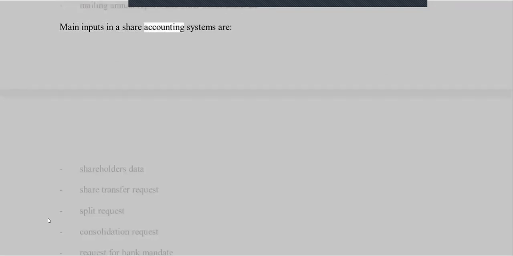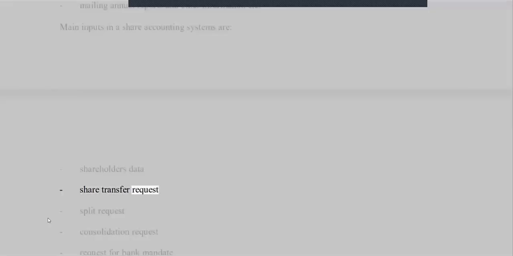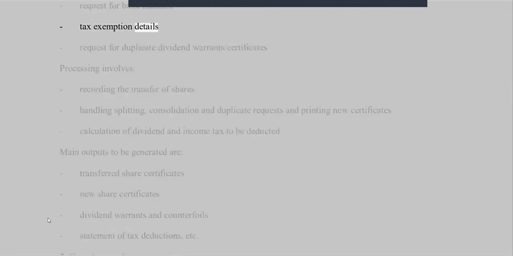Main inputs in a share accounting system are shareholders data, share transfer request, split request, consolidation request, request for bank mandate, tax exemption details, request for duplicate dividend warrants, certificates. Processing involves recording the transfer of shares, handling splitting, consolidation and duplicate requests, and printing new certificates, calculation of dividend and income tax to be deducted. Main outputs to be generated are transferred share certificates, new share certificates, dividend warrants and counterfoils, statement of tax deductions, etc.